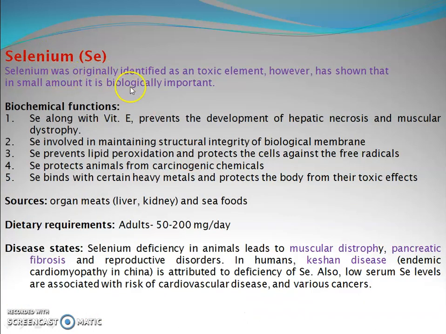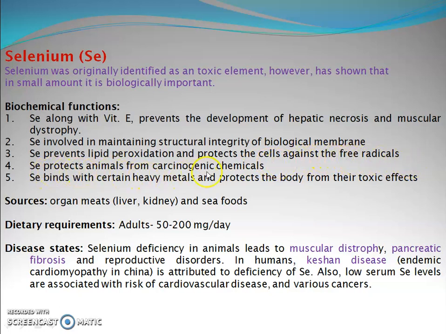Selenium. Selenium was originally identified as a toxic element, however, it has been shown that in a small amount it is biologically important. Biological functions: selenium, along with vitamin E, prevents the development of hepatic necrosis and muscular dystrophy. Selenium is involved in maintaining structural integrity of biological membrane. Selenium prevents lipid peroxidation and protects the cells against the free radicals.